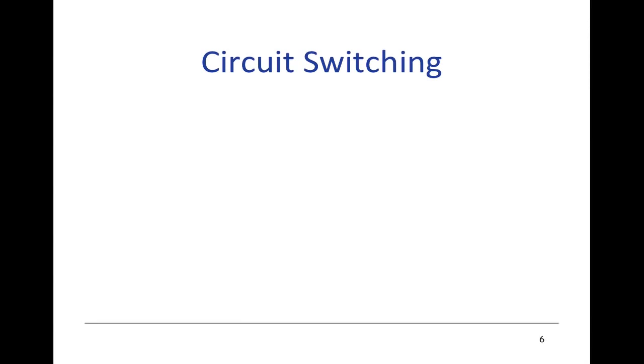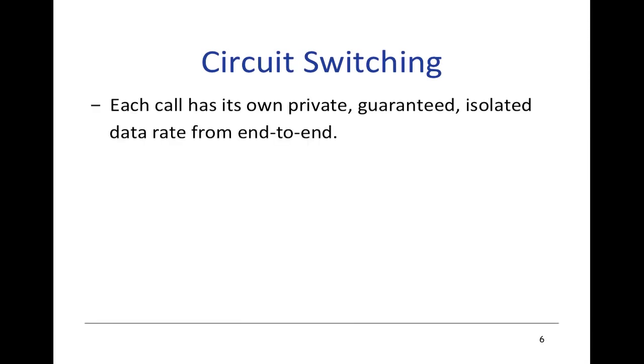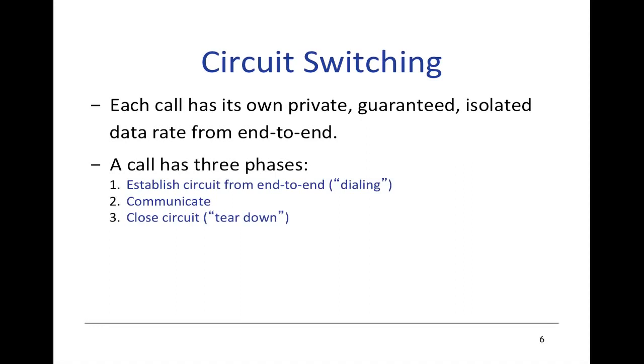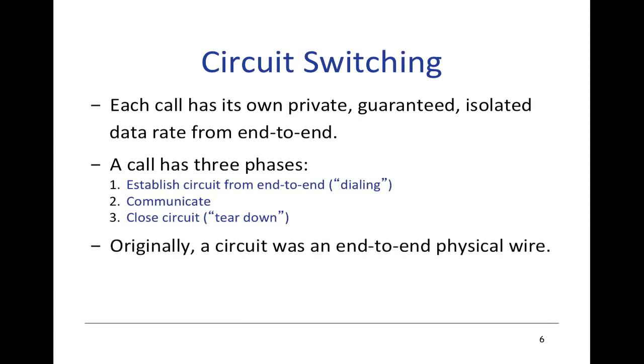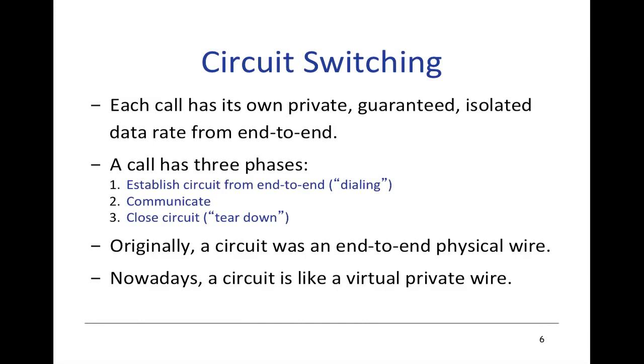So, in summary, we can think of circuit switching as having the following characteristics. First, each call has its own private, guaranteed, isolated data rate from end to end. Second, a call has three phases: establish, communicate, and close. And third, originally a circuit was an end-to-end physical wire, but nowadays it's made up of a virtual private wire. It's going to share that wire with others, but it has its own dedicated circuit within that wire.